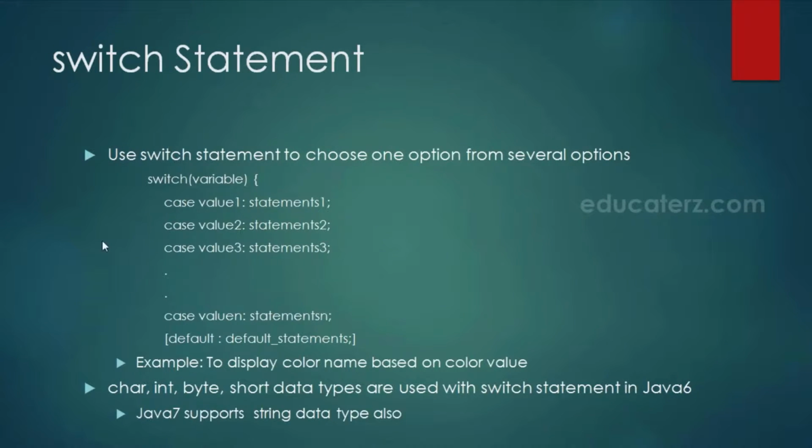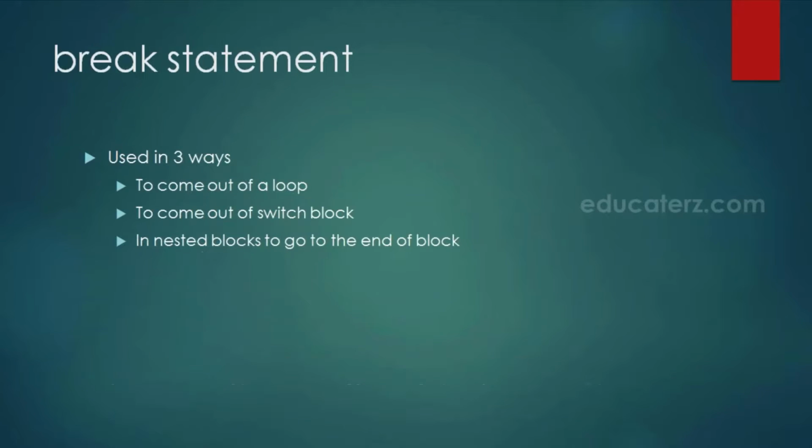So we have seen the switch statement. The char, int, byte, and short data types are used with the switch statement as parameters. And next is break. So we have also seen break. It is mainly used in three ways. It is used to come out of a loop, to come out of a switch block, and also used in nested blocks to go to the end of the block.